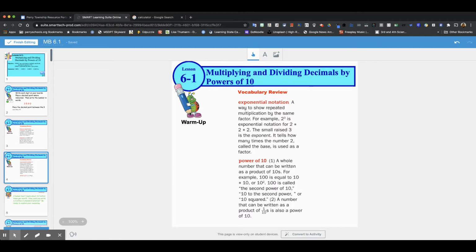And finally, a power of 10. We've got a couple different things here. The first one is a whole number that can be written as a product of tens. For example, 100 is equal to 10 times 10, or 10 squared, 10 to the second power. 100 is called the second power of 10. Another way of thinking of powers of 10 is a number that can be written as a product of 1/10 is also a power of 10. Remember, up here is the multiplying one, and when we multiply times a fraction, it's actually like dividing.